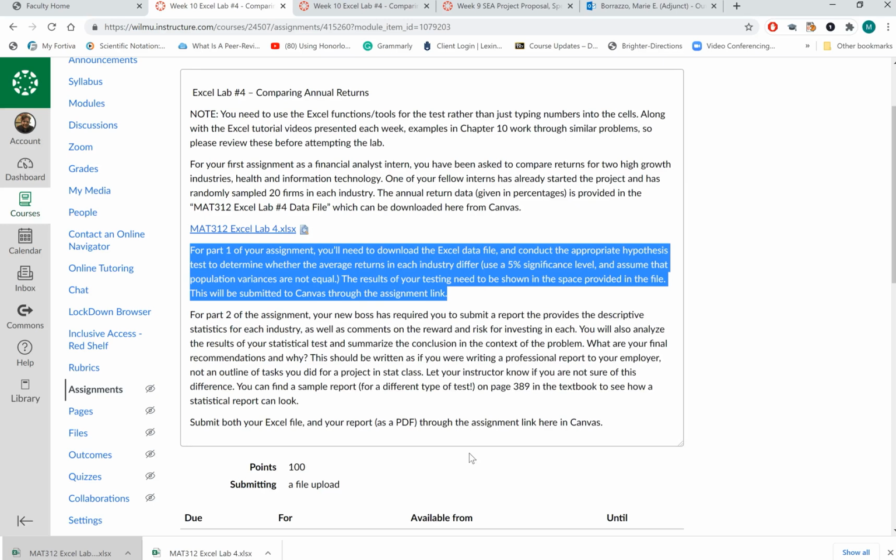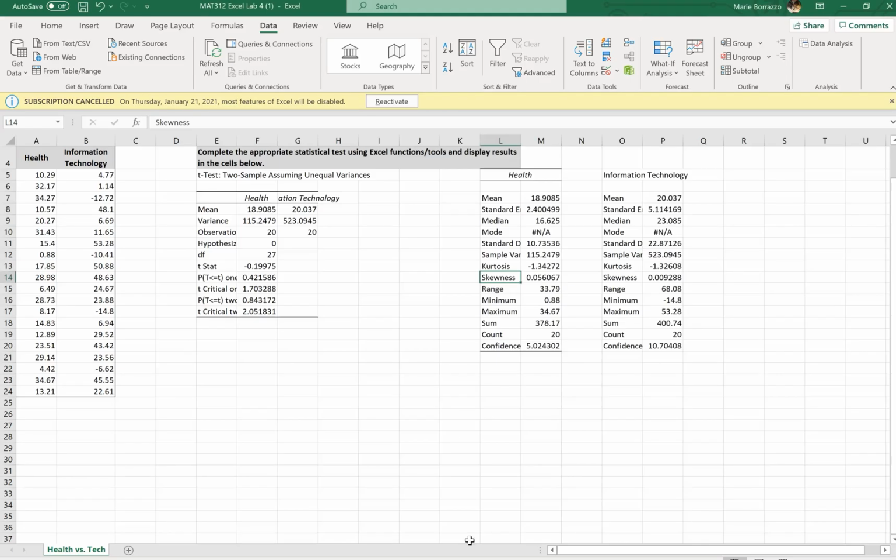You'll notice that the first thing you're going to do is obviously download the Excel lab. So I actually have it right here. I already ran it. And so this is the information you are going to download. What I ran using Data Analysis Toolpack was a t-test two sample assuming unequal variances, as instructed in the directions. This is the information that I obtained.